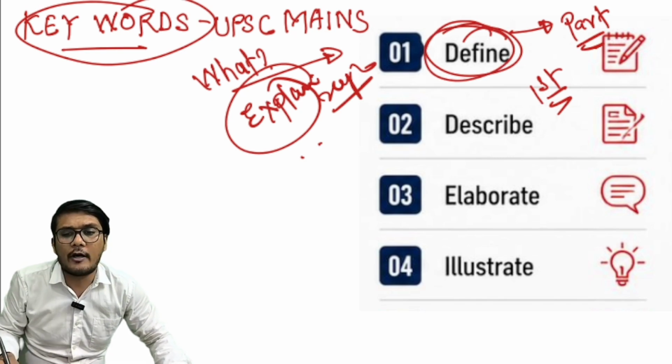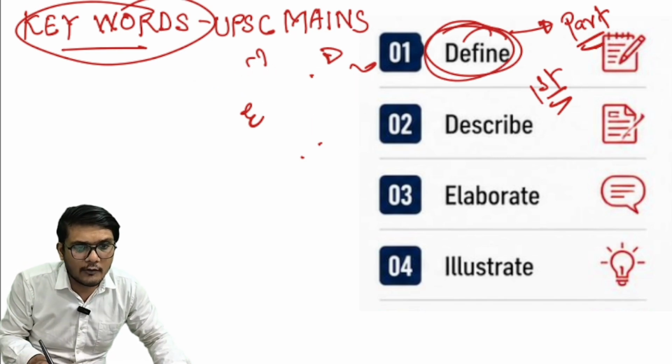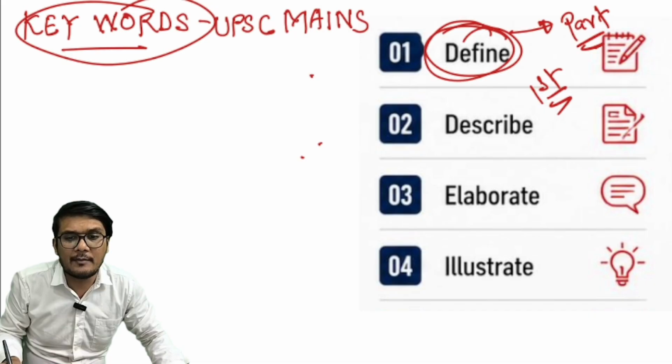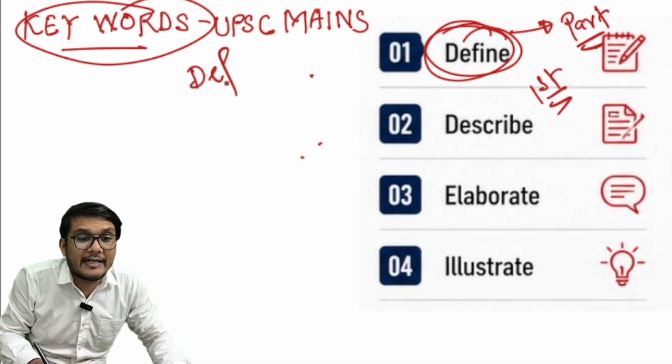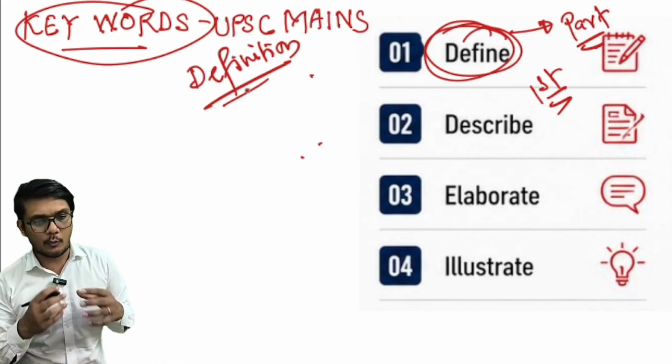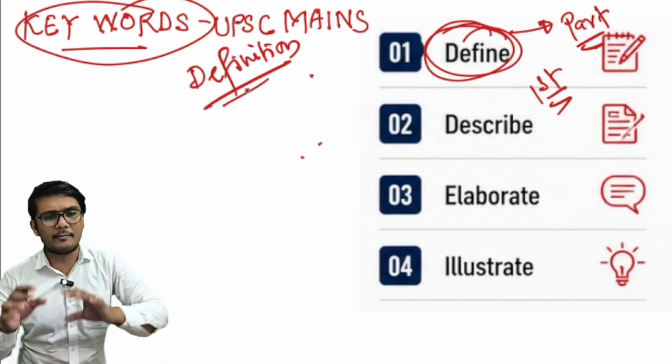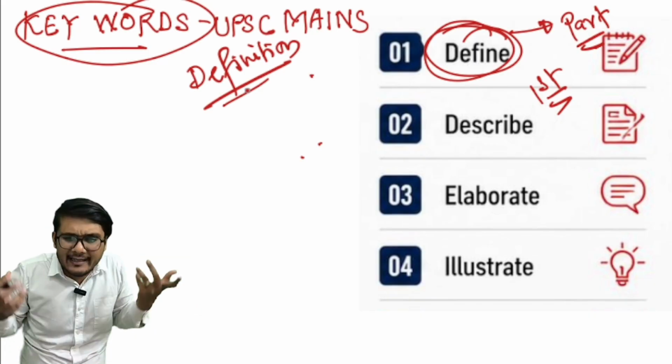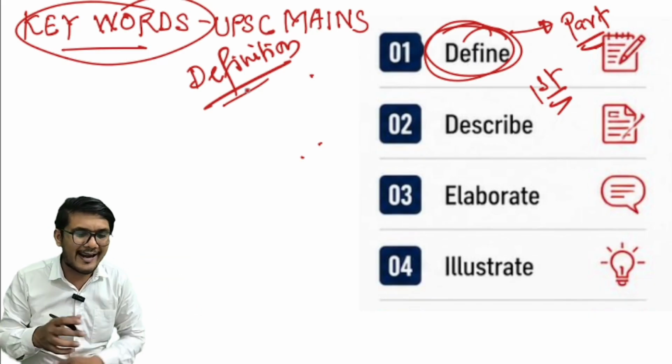In define, what you have to do is simply put the definition of that term. So if they say define allelopathy, in 2016 there was a question in GS3 with respect to environment, or you can say from agriculture, it is sort of related.